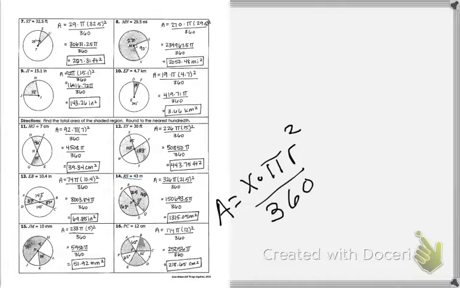This is the diameter. So the radius equals 1/2 times 43, which is 21.5. And that goes there.